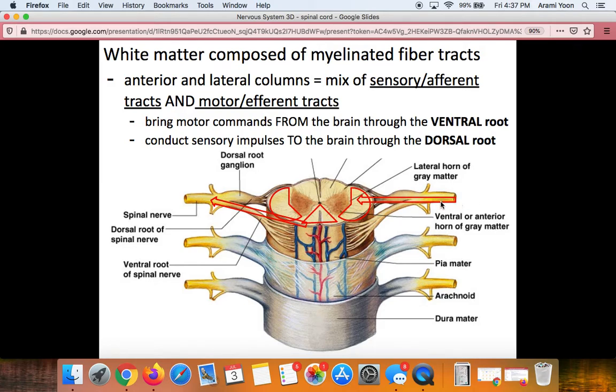And there are additional fiber tracts or fiber signals, axons, that are coming in from the dorsal side.